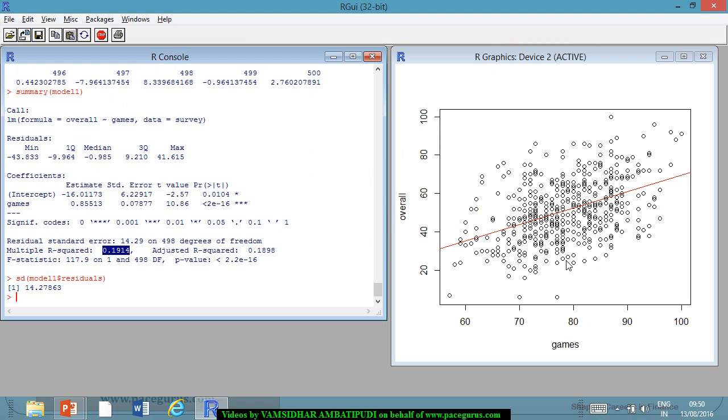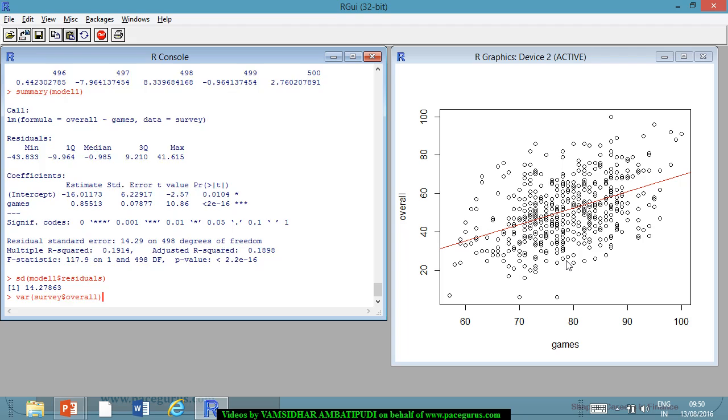If I have to demonstrate that to you, let me take the variation of the original data. The original data is survey dollar, right? The variation of survey dollar overall.